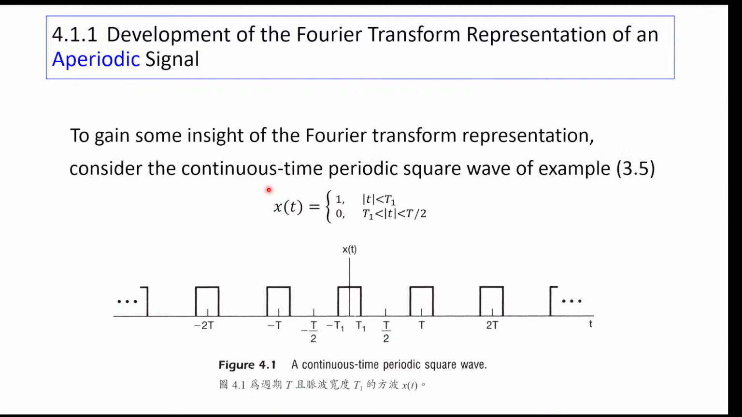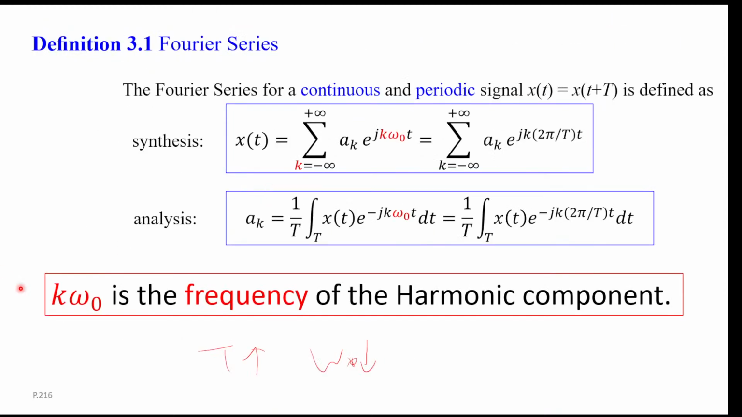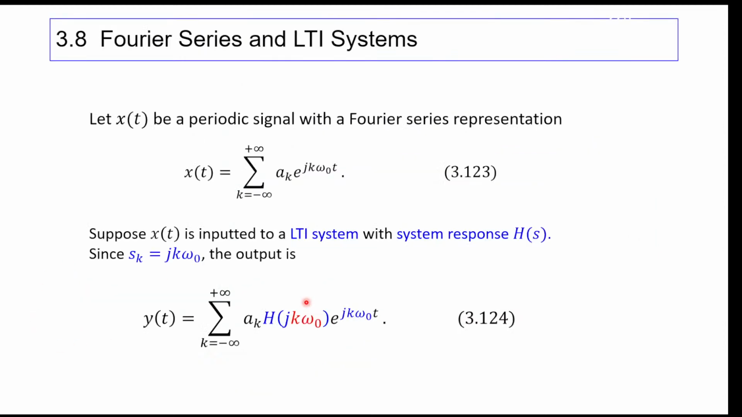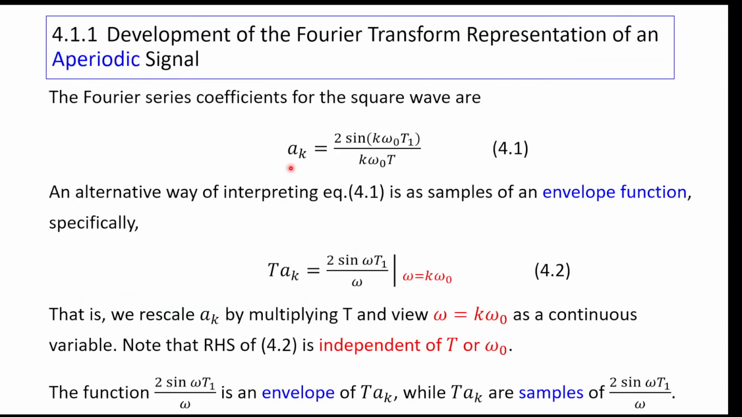Remember before, k omega naught is the frequency of the harmonic component. So we see that a_k can be written in terms of the frequency k omega naught, and we also move T to the other side. So T a_k equals this 2 sine omega T1 over omega function. And when we want it for a particular k, we just sample at k omega naught.